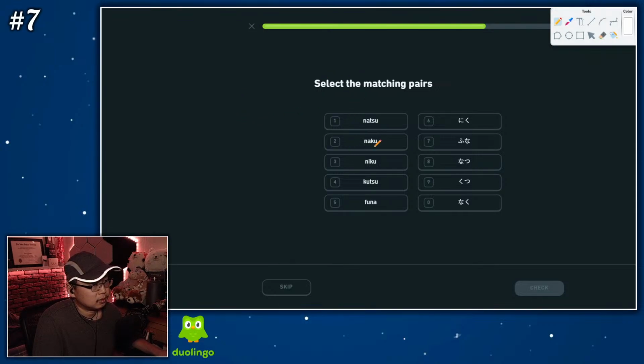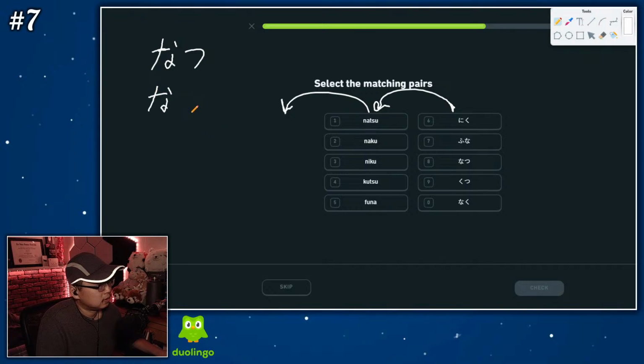Alright, so let's do the romaji to the kana, then the kana to the romaji, right? So we're doing this and then this, just to add an extra layer for practice now. So na. This can be a little bit longer. That's fine. Na tsu. Did I screw this up already? No, na, yeah. Na tsu. Tsu. Na ku. Oh my gosh, please.